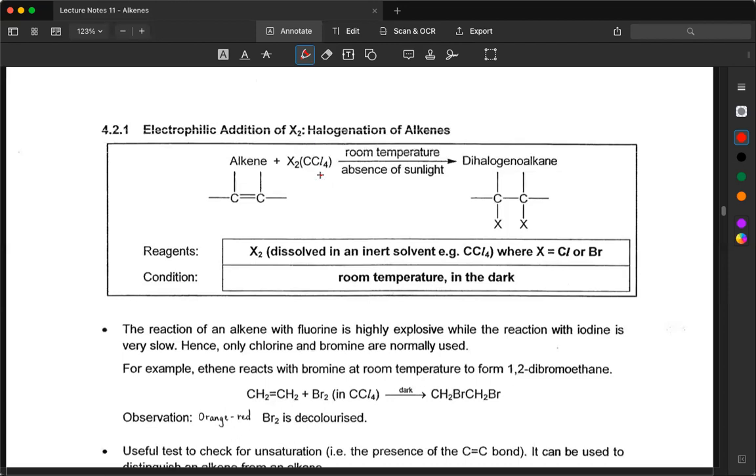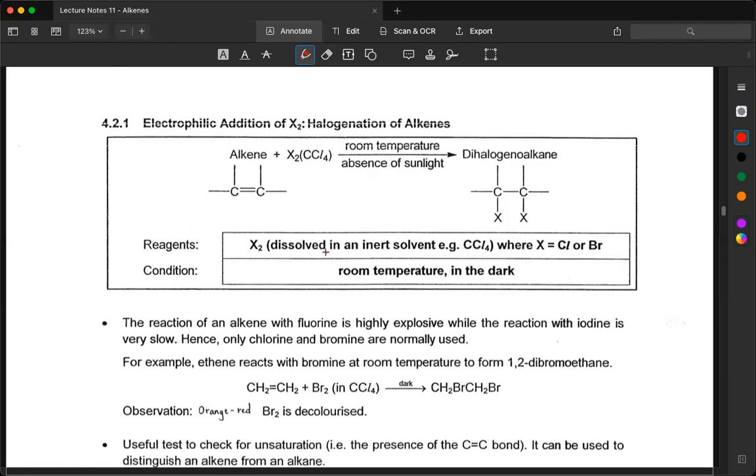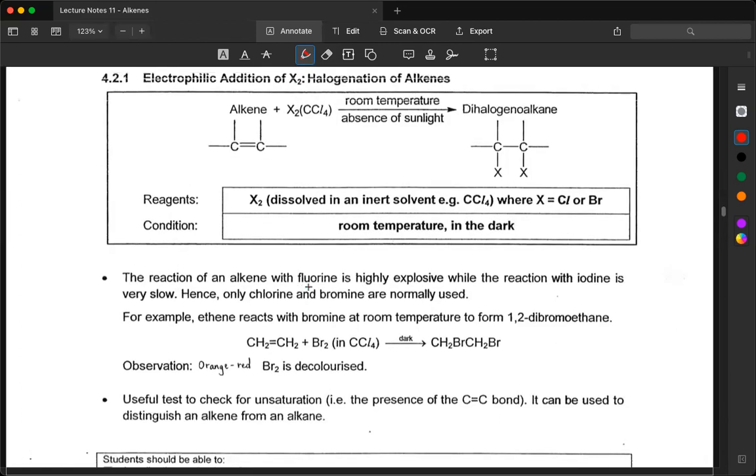in the absence of sunlight. So we will dissolve the X2 in an inert solvent, which is CCl4, the more common solvent. All right, no need high temperature, room temperature will be fine in the dark. The reaction of alkene with fluorine is not recommended to be carried out because it's highly explosive and iodine too slow. So we only focus on chlorine and bromine, which we can carry out successfully in the lab.